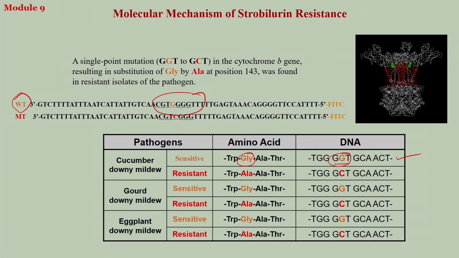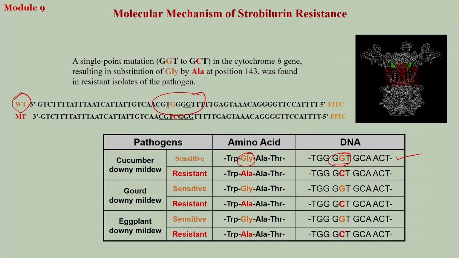Now, because of excessive use of the fungicides, those organic molecules, strobilurin, the microorganisms or the fungus have mutated. How? This G has mutated into C, cytosine. So, this has now become GCT. Now, what does that do? The single change of this mutation actually changes the amino acid. It now codes for alanine instead of glycine.